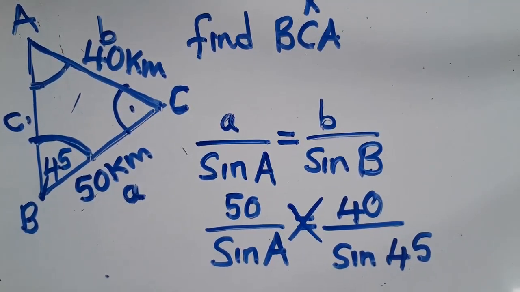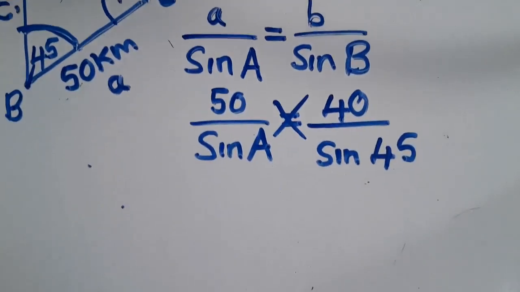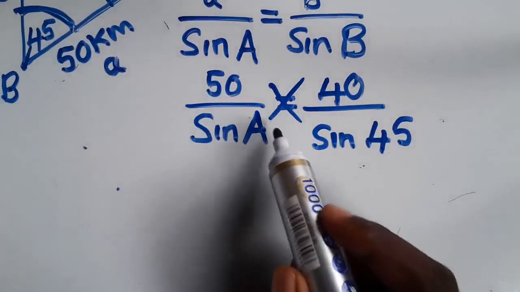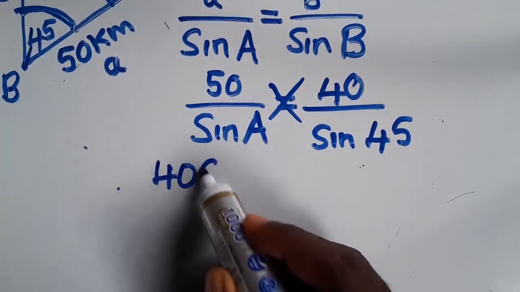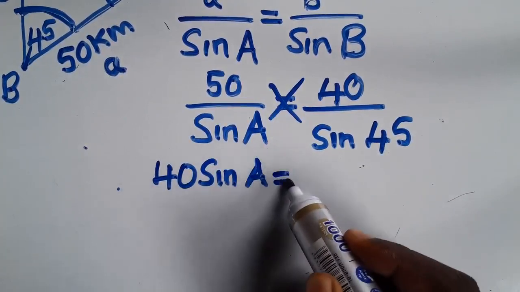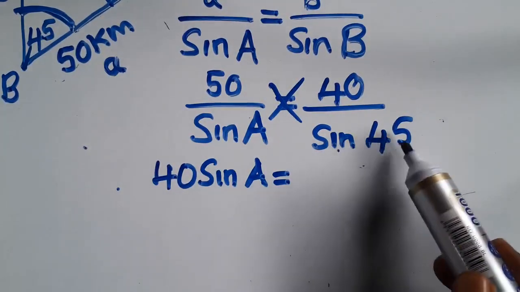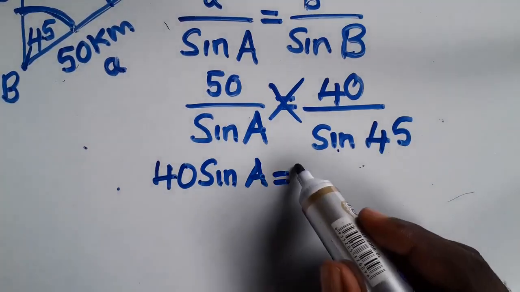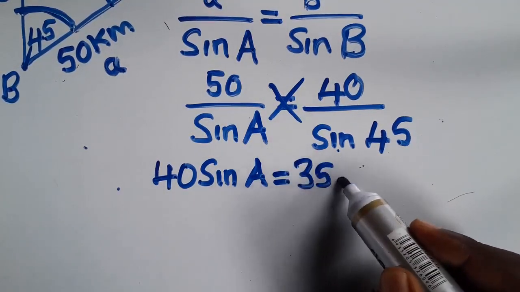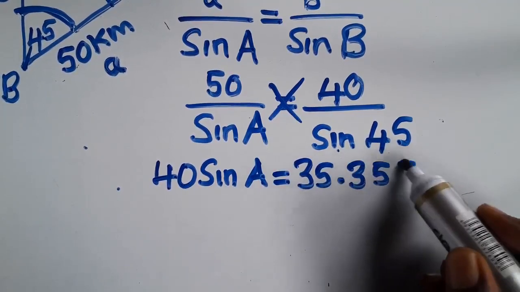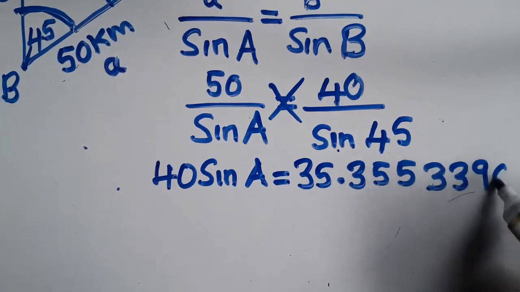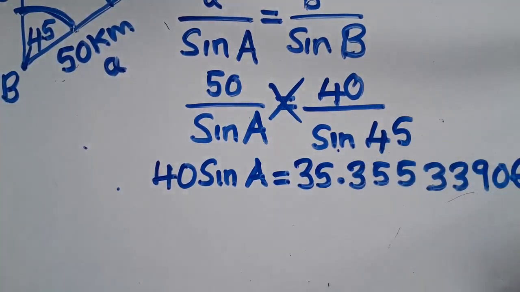So we do what? We cross multiply. So how do we cross multiply? You are going to say 40 sine A is equal to 50 times sine 45. What answer are you getting? The answer that you are getting is 35.3533906.